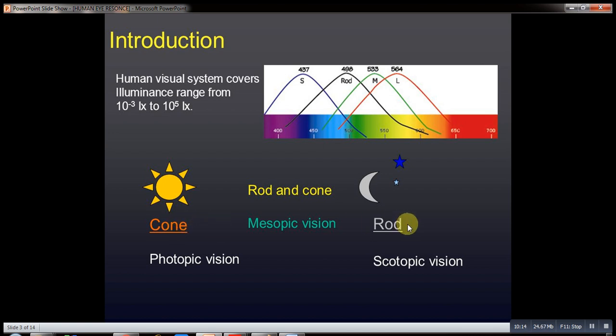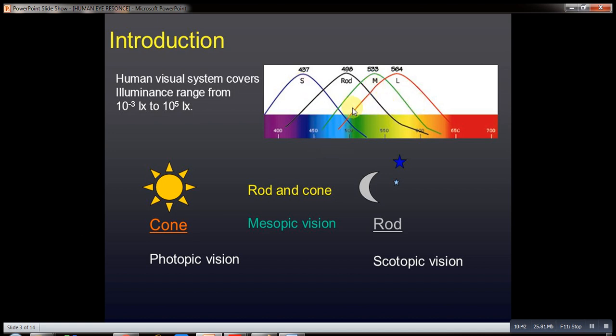And in darkness, where there are the moon and stars, the rods will work. The function of rods is scotopic vision. Between these regions, rods and cones work together, which is called mesopic vision. These curves are like the pigments of the cones: short, medium and long.